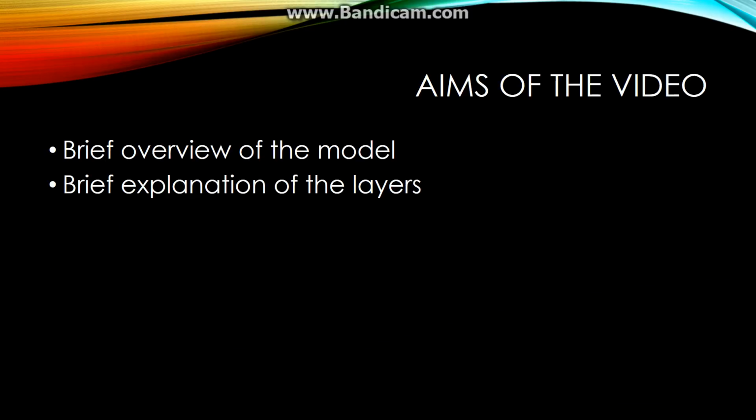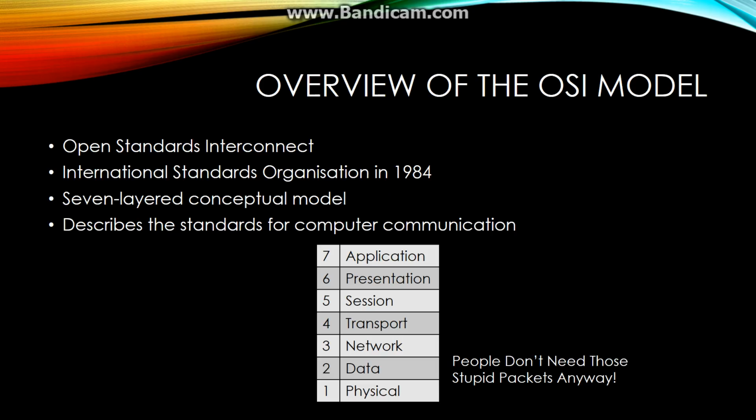So today I'm going to be taking you through an overview of the model and an explanation of the layers. OSI stands for Open Systems Interconnection and is a 7-layered conceptual model that describes the standards for computer intercommunication. It was designed in 1984 by the International Organization for Standardization and is still used and relevant today.